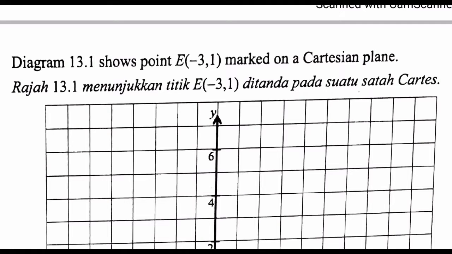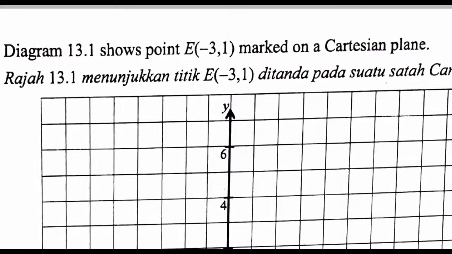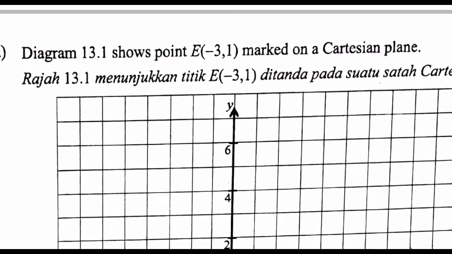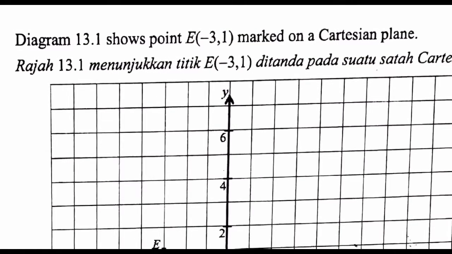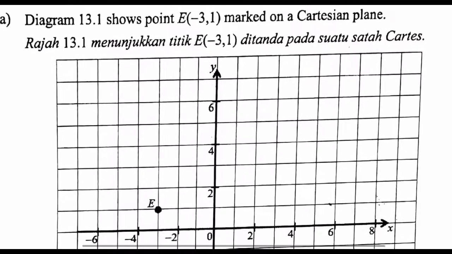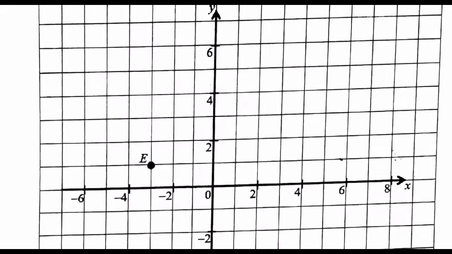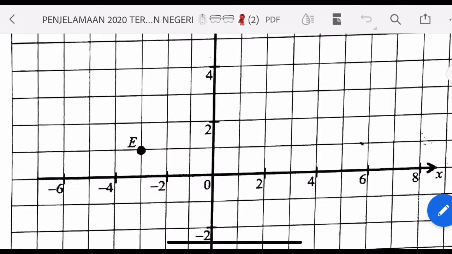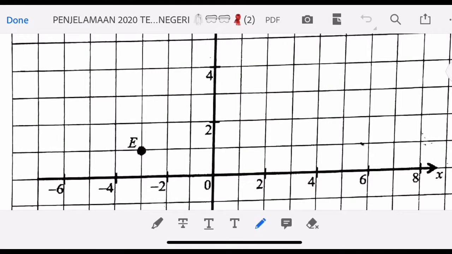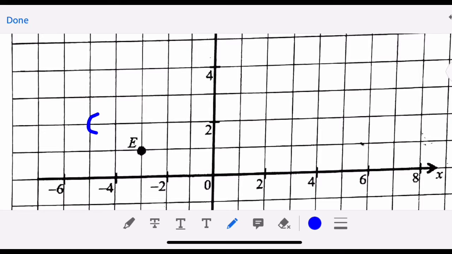Hello everyone, let's do combined transformation again. So diagram 13.1 shows point E, negative 3, 1, marked on a Cartesian plane. Here we are, point E is negative 3, 1. Let me label. Okay, this is negative 3, right? This is negative 3. And here is 1, right?